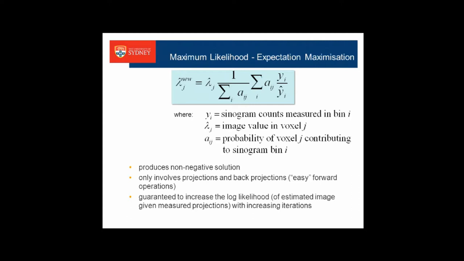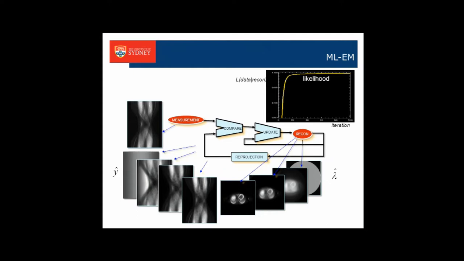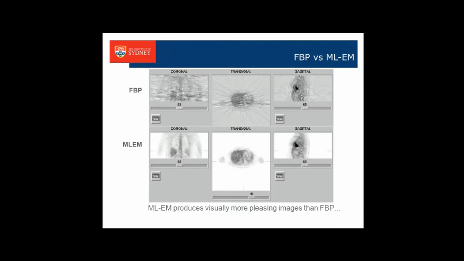So I think I'll skip over this slide. It's just showing the same thing again, but in an MLEM framework. There's our log likelihood increasing with iteration number until it plateaus, and at some point we stop the reconstruction. So they're the two most common reconstruction methods, FBP and MLEM. And in general, MLEM produces visually more pleasing images. That doesn't necessarily mean it always produces the optimal image for a given task, but it certainly produces visually more pleasing images.